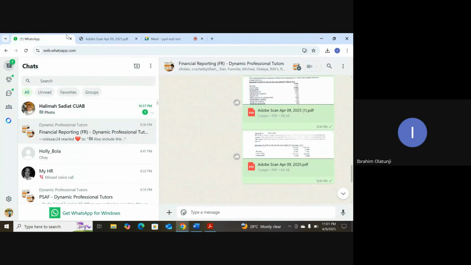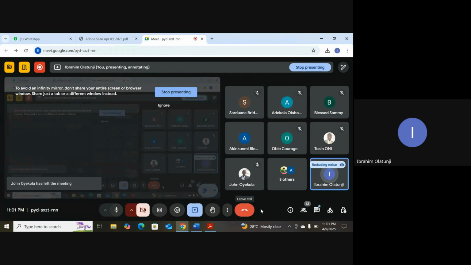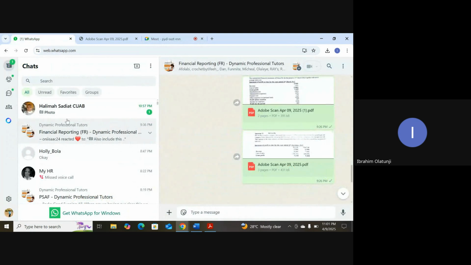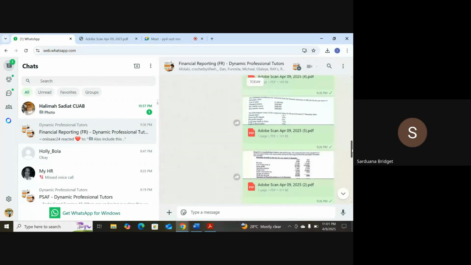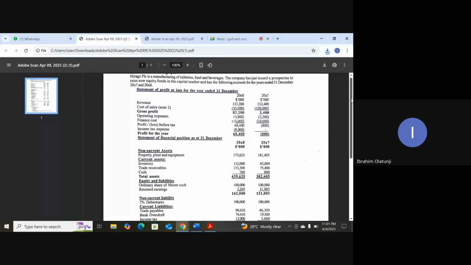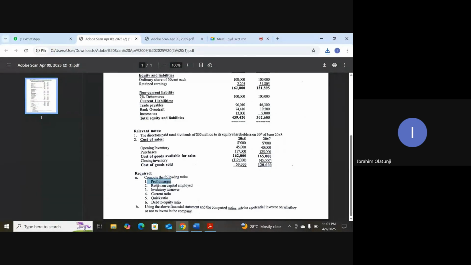Okay. So the first one, do you want me to give you as an assignment, or what do you think? That first one that I opened, can you try that? Mirage PLC: calculate profit margin, return on capital employed, current ratio, and quick ratio. Then when you are done, send it to me so I will check it. In our next class, we are going to discuss the remaining ratios. Are we good to go? Yes, sir.